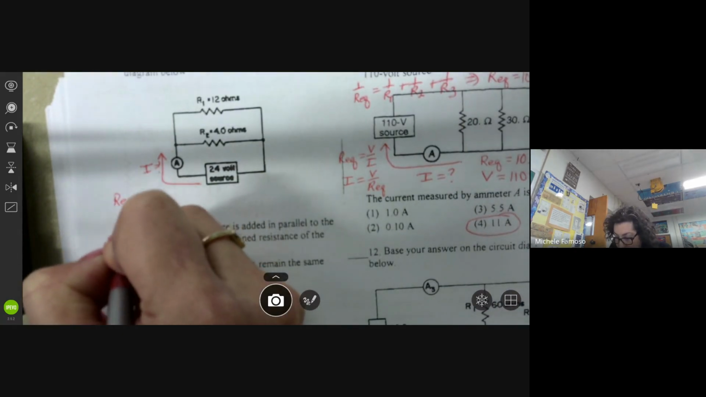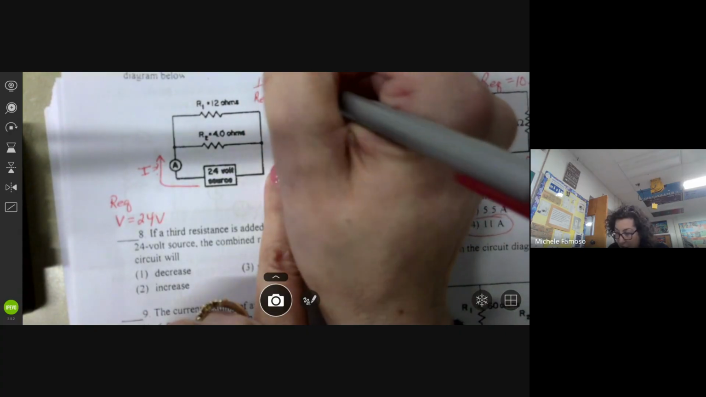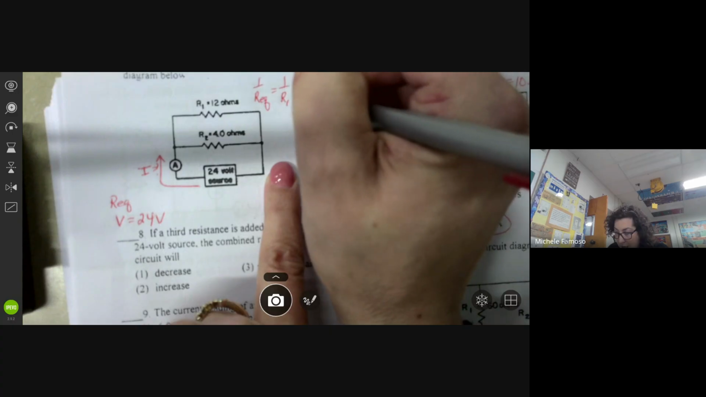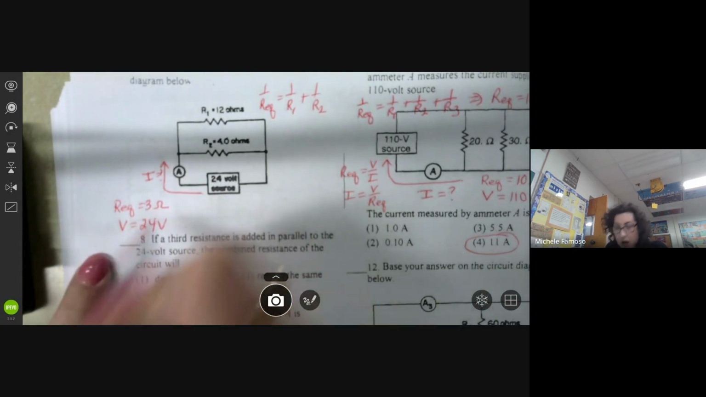Again, ammeter A is not in the branches, which means that is measuring the total current. To get the total current, I need the total resistance and I need the voltage. The voltage is 24 volts. The equivalent resistance is going to be found by using 1 over Req is 1 over R1 plus 1 over R2. So if I do that with those two resistances, I get an Req of 3 ohms.